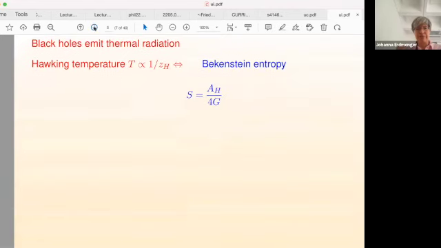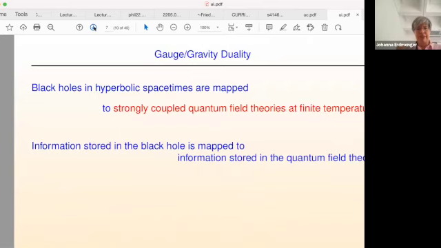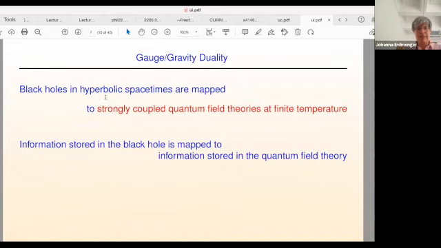Okay, let me jump this because I think I explained it already. So here, this is what I wanted to say. Black holes in hyperbolic spacetimes are mapped to strongly coupled quantum field theories at finite temperature. So that's applying gauge-gravity duality to finite temperature. Putting a black hole in an anti-de Sitter space, I have to ensure some particular regularity condition, and this regularity condition implies that my field theory is at finite temperature. So this is a well-defined mathematical procedure.